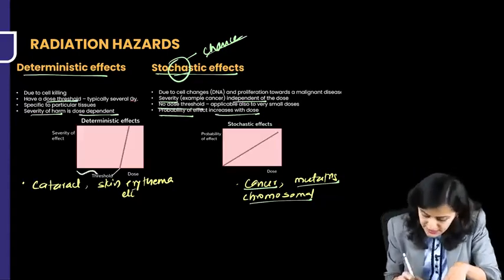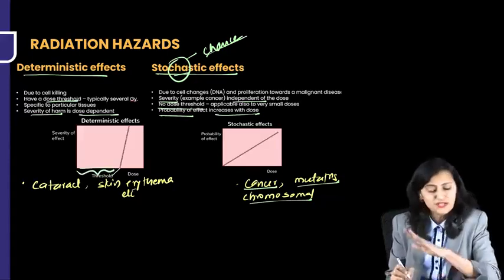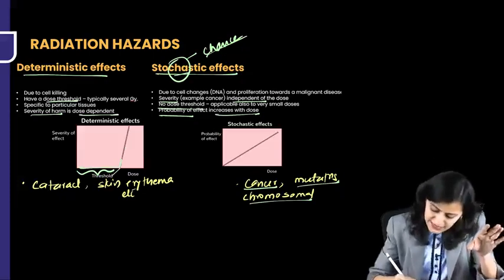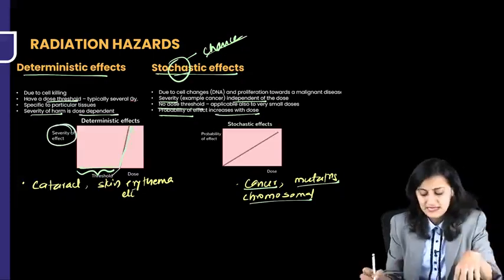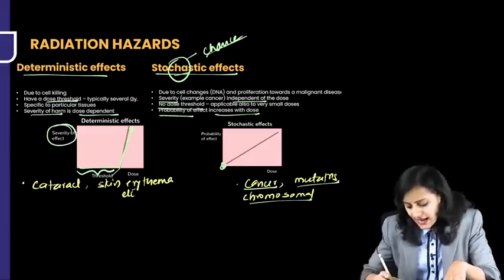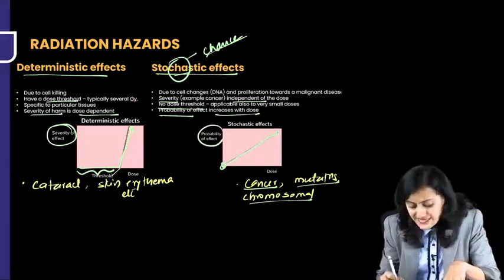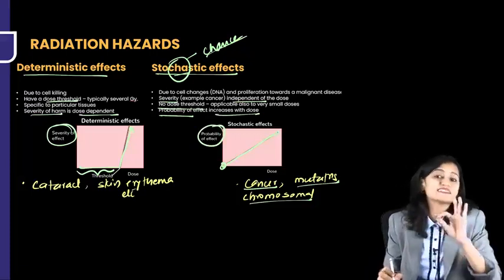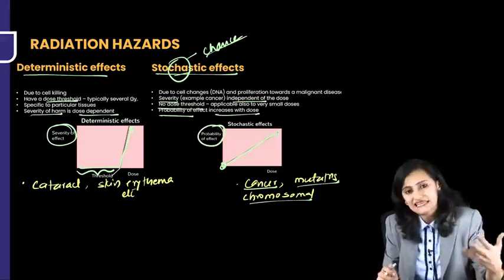So look at this. This is the deterministic effect. Below the threshold, it does not occur. As the dose increases, the severity increases. Stochastic can occur even at low dose, high dose, and with increasing dose, it is the probability of the effect, not the severity of the effect, which goes on increasing.